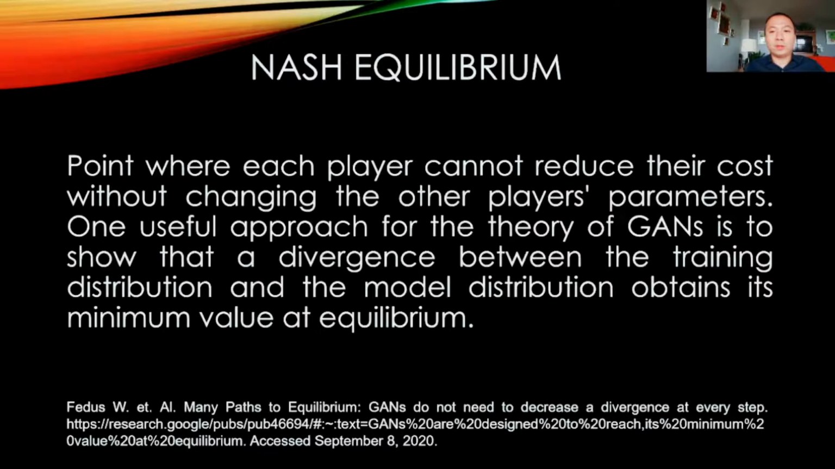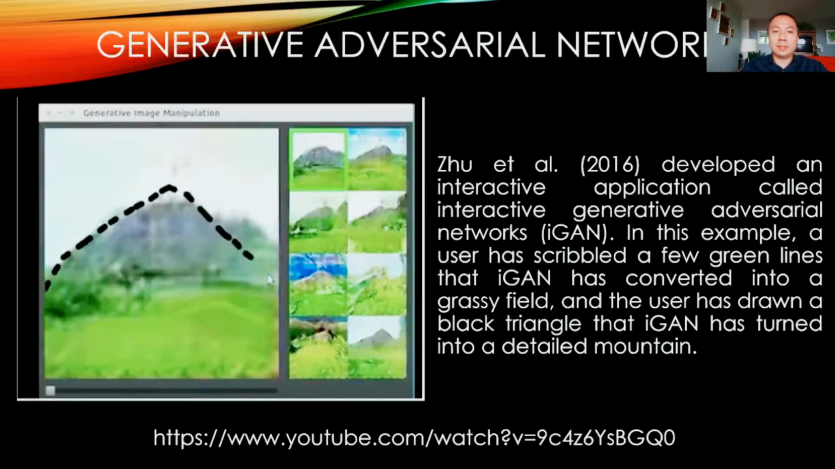One useful approach for the theory of GANs is to show that the divergence between the training distribution and the model distribution obtains its minimum value at equilibrium. However, there are recent studies showing that maybe GANs may not have a Nash equilibrium. So this is another aspect of research that is currently being studied. So this is a good example. So let's try this one.